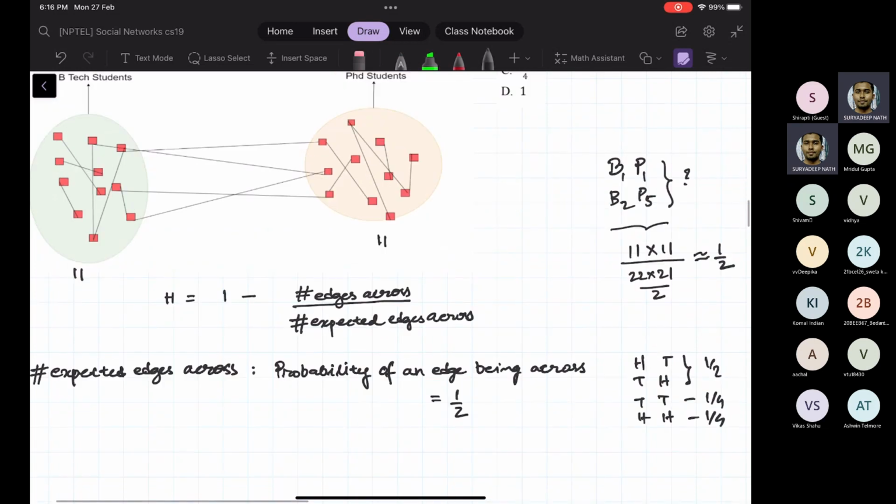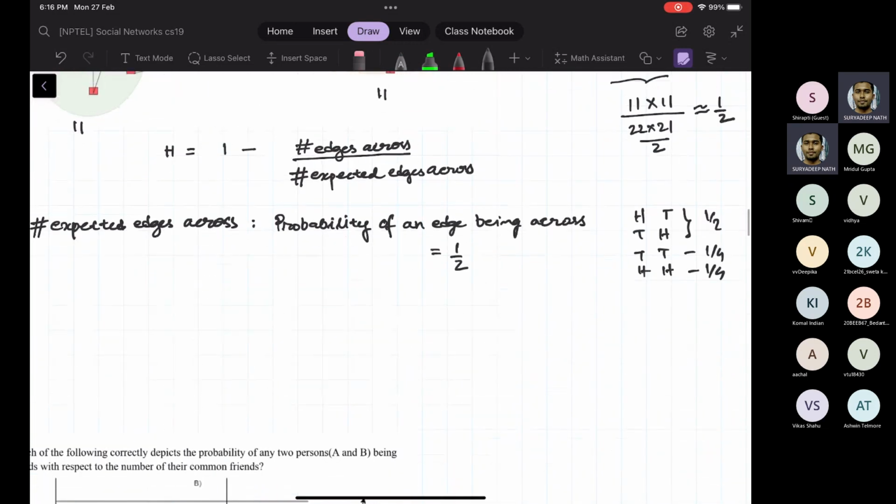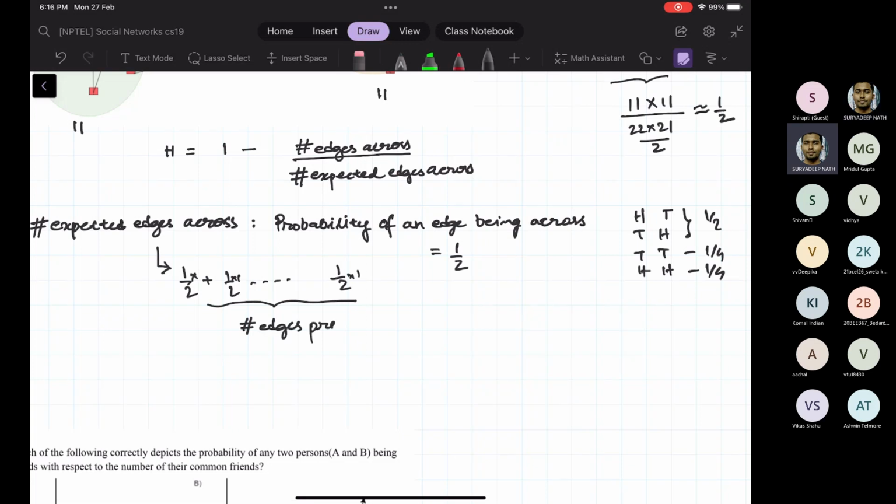And what is the expected number of edges? So this would be half plus half, and would be half into 1, half into 1 into 1. So this many is the total number of edges present in the graph.